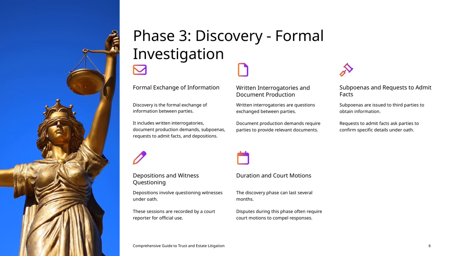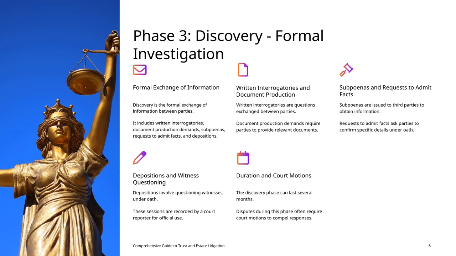Depositions are crucial because they help us gather first-hand accounts and clarify facts. Another important tool in discovery is subpoenas. These are legal documents issued to third parties, such as banks or other institutions, to obtain relevant information they hold. Alongside subpoenas, we have requests to admit facts, which ask parties to confirm specific details under oath. This helps streamline the case by establishing certain facts early on.